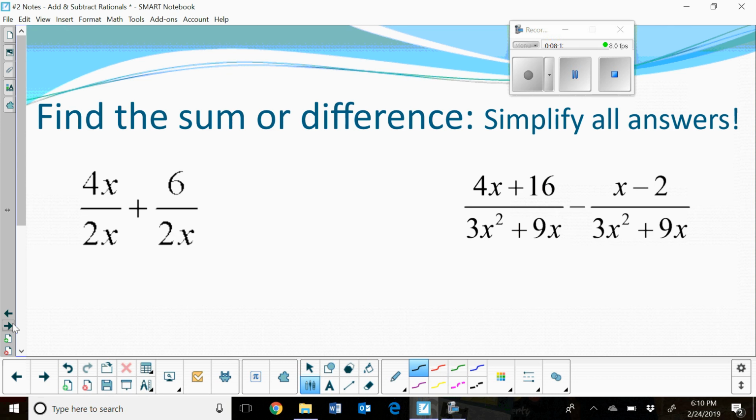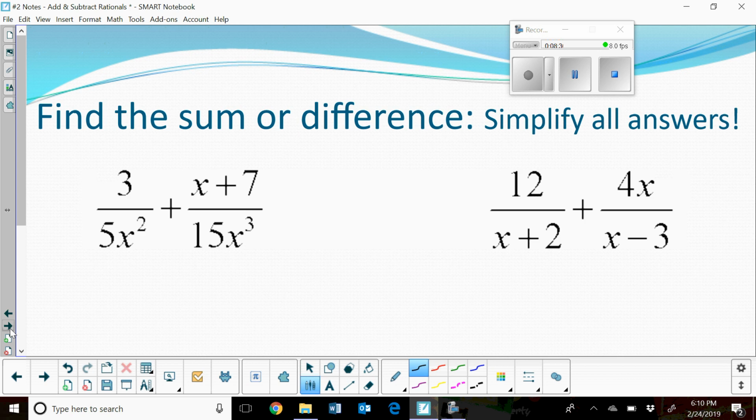Okay, now let's try a couple of these. You can pause the video here and practice these very quickly. I'm giving you a chance to work these, and then you can check with each other. I'm going to go ahead and start teaching you how to do different denominators.